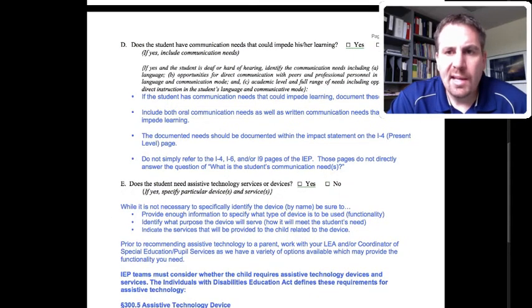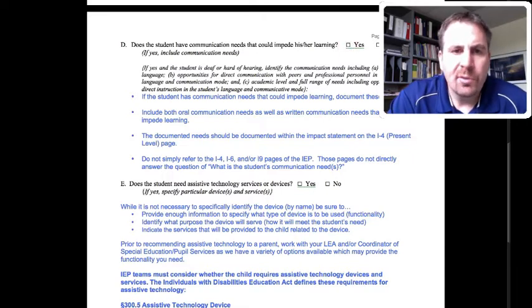All right, next question. Does the student have communication needs that impede his or her learning? If we answer yes to this question, remember that we are considering a variety of different communication modalities. So we might be talking about oral communication. We might be talking about written communication.